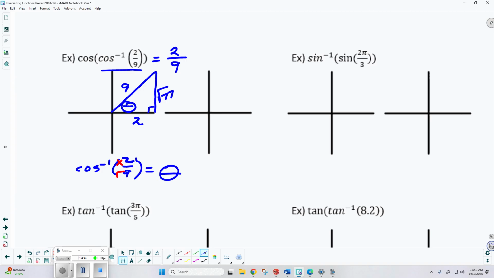So I'm just going to say, okay, we've got this acute positive angle theta. Even though I don't know it, that's okay. I'm going to plug it into the next function. So now I have cosine of theta.